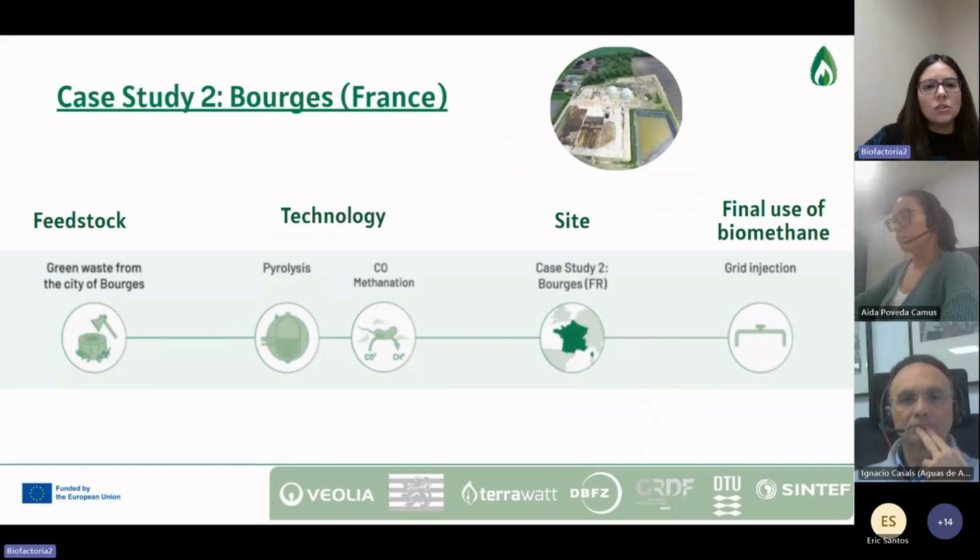A pilot biomethane production plant will be built and operated from wood biomass and also organic biomass from the city of Bourges.